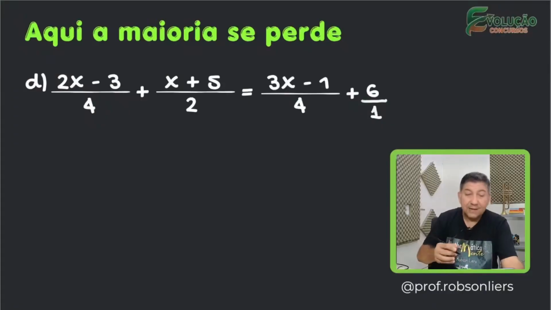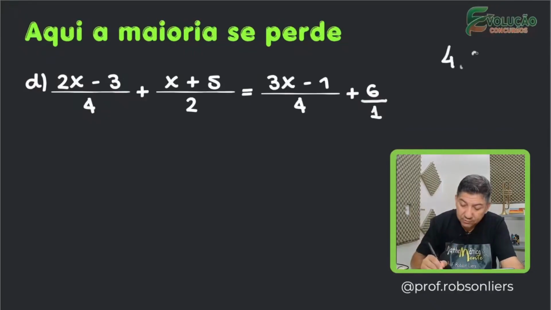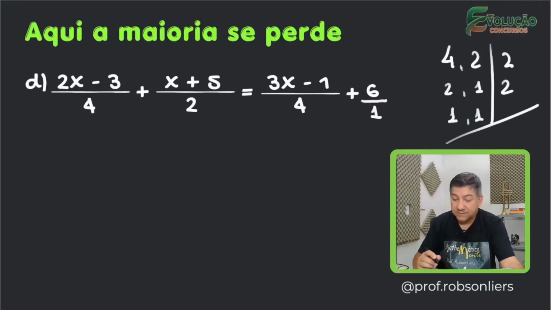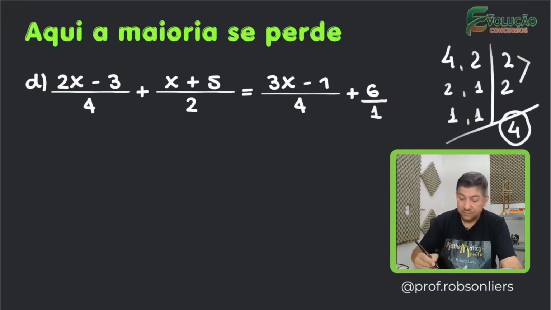We have to find the LCM between the denominators. Denominator 4 and 2. Finding the LCM between 4 and 2. Take a look. Divide by 2. 4 divided by 2 is 2. 2 divided by 2 is 1. Keep dividing by 2 here. 2 divided by 2 is 1. We've finished the factorization here now. Just multiply here. 2 times 2 equals 4. In other words, the LCM between 4 and 2 is 4.